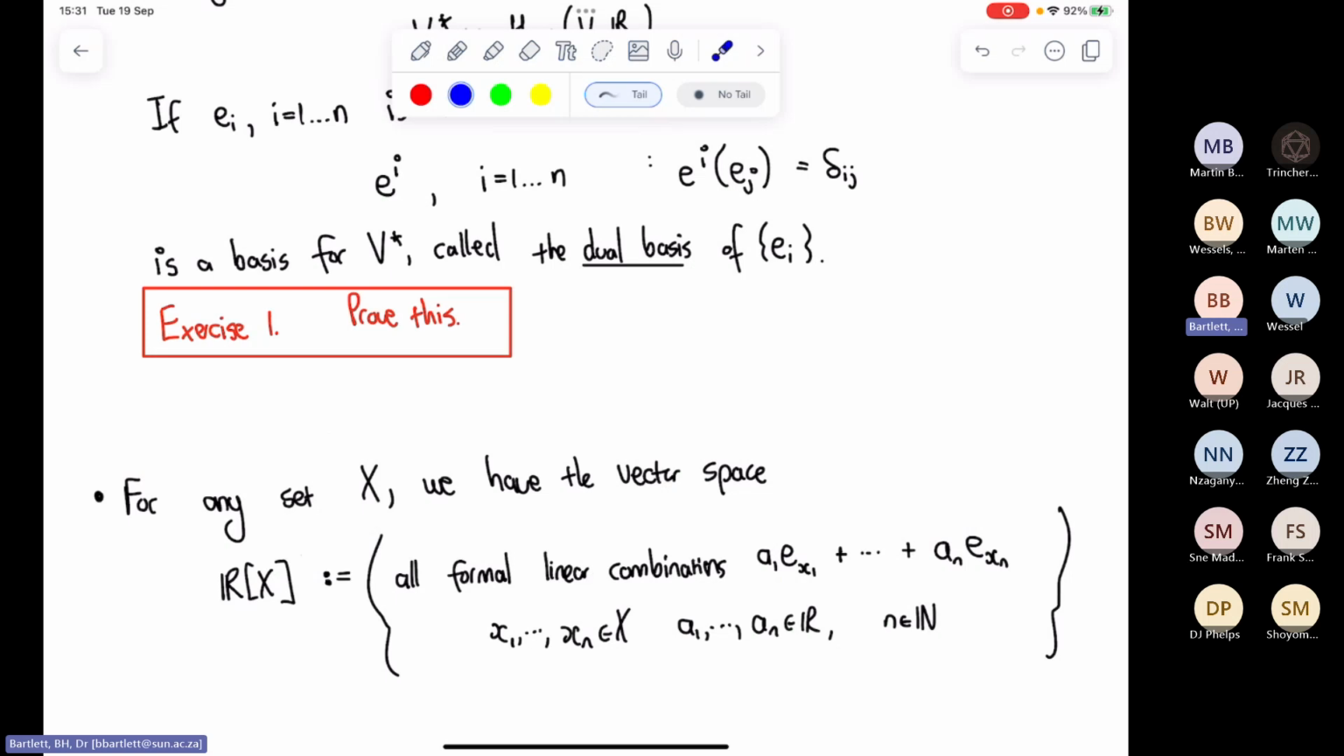So for example, if X has 5 elements in it, then R of X will have dimension 5. If X has infinitely many elements, then R of X will have infinite dimension. Okay.